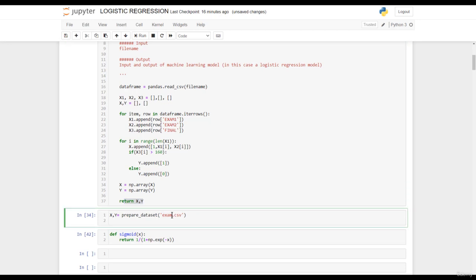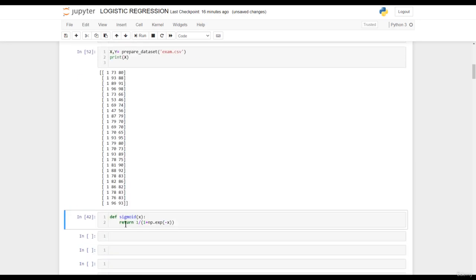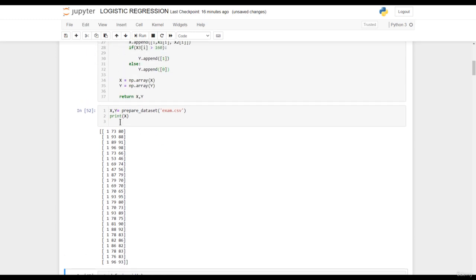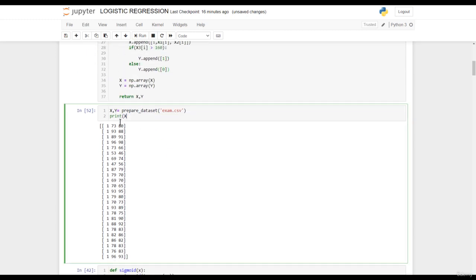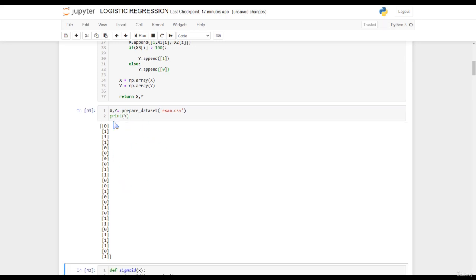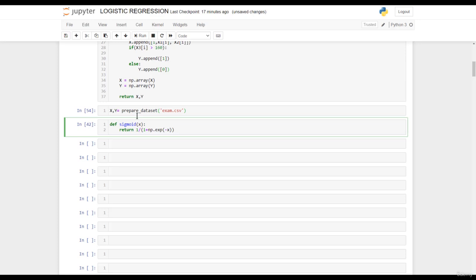So here we have exam.csv, and then we get our x. Let's print this out. So run this, print x. And this is exactly what we have. And then we'll go print out y. Let's just do this, and there we go. So we have x and y.